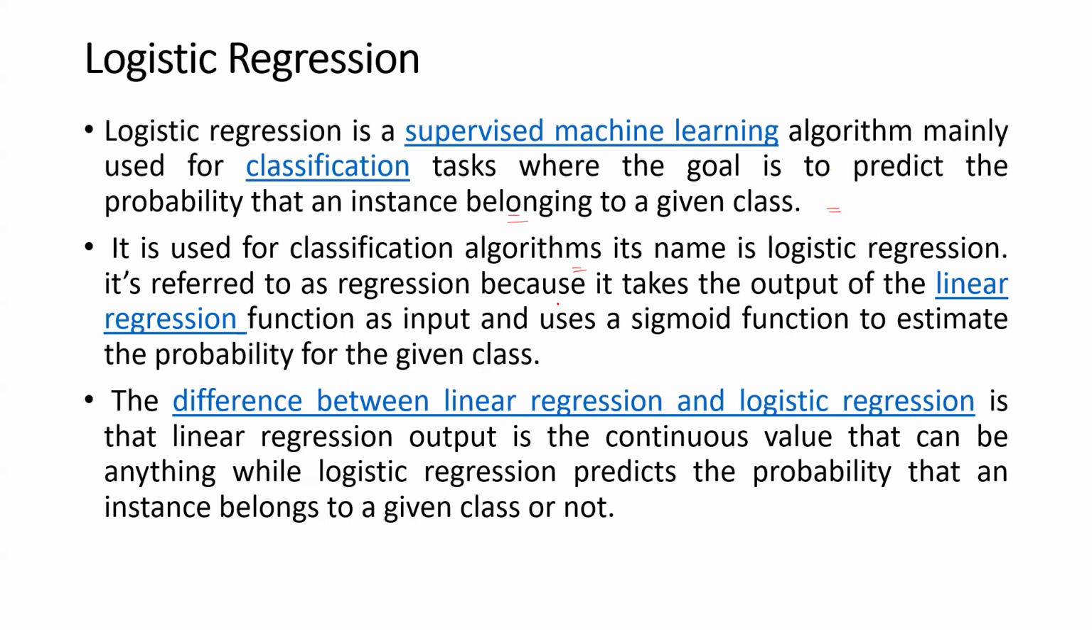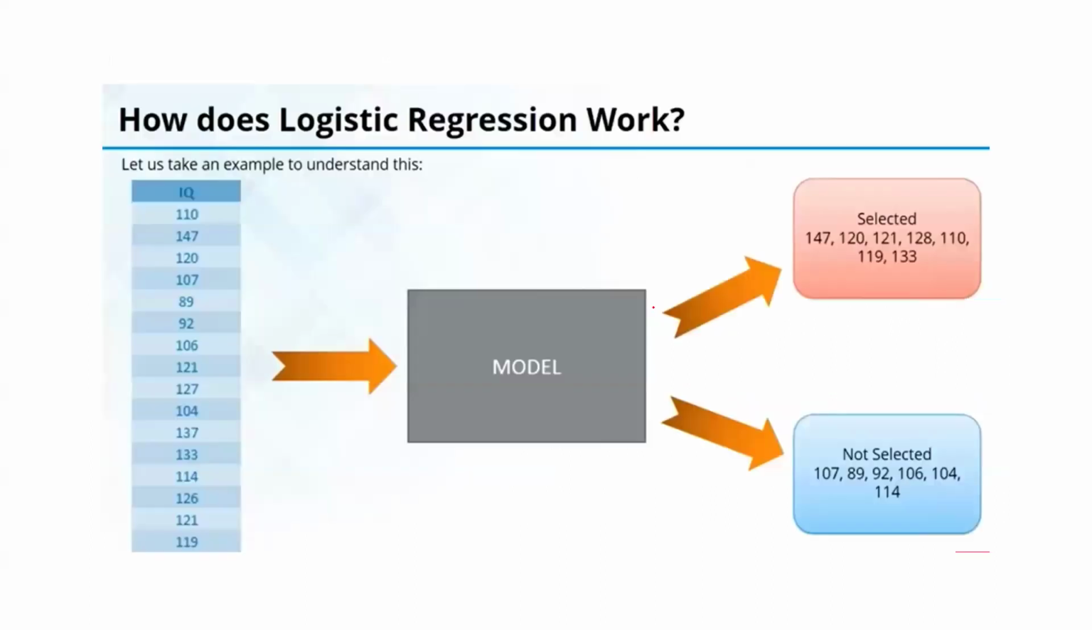It is referred to as regression because it takes the output of the linear regression function as input and uses a sigmoid function to estimate the probability for the given class. Okay. The reason it is named regression is that the input to logistic regression is linear regression, and it uses a sigmoid function to estimate the probability for a given class. So the difference between linear and logistic is that linear regression output is continuous, whereas logistic regression is discrete. That is the difference between linear and logistic regression.